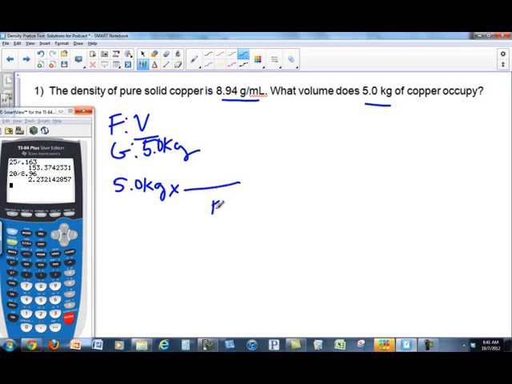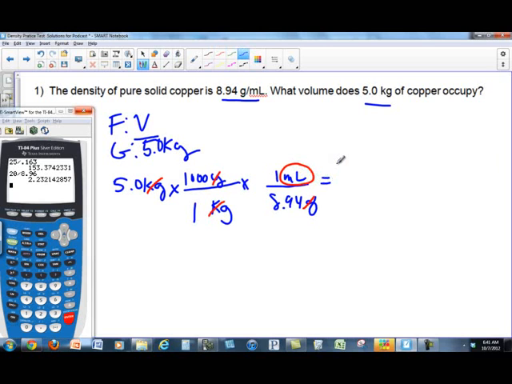I need to have kilograms down here if I do that. And this density is not in kilograms, it's in grams per milliliter. So I have to first convert kilograms to grams, 1,000 grams. And now I can use my density. 8.94 grams is 1 milliliter. If I set that up right, my kilograms cancel my kilograms, my grams cancel my grams, and I'm left up top with the units that I want, which means I'm done with my factors.